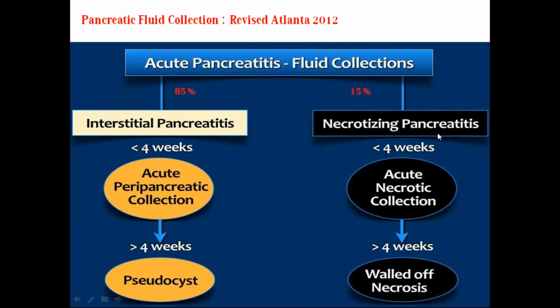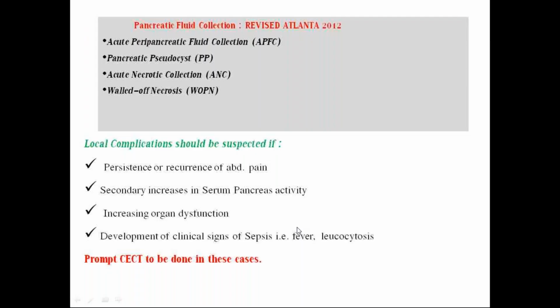In necrotizing pancreatitis, if it is less than 4 weeks, it is an acute necrotic collection. If it is more than 4 weeks, then it is known as walled-off necrosis. So the pancreatic fluid collections in the revised Atlanta guidelines are acute peripancreatic fluid collection, pancreatic pseudocyst, acute necrotic collection, and walled-off necrosis.